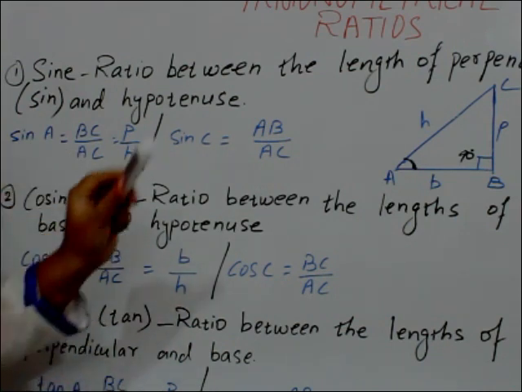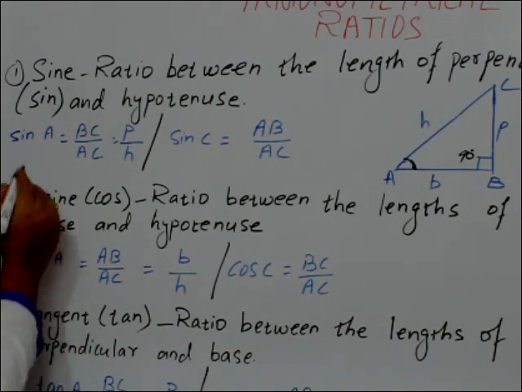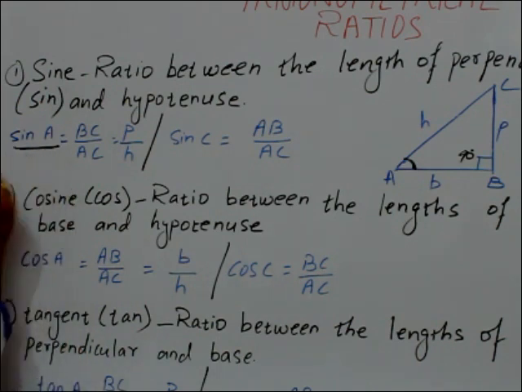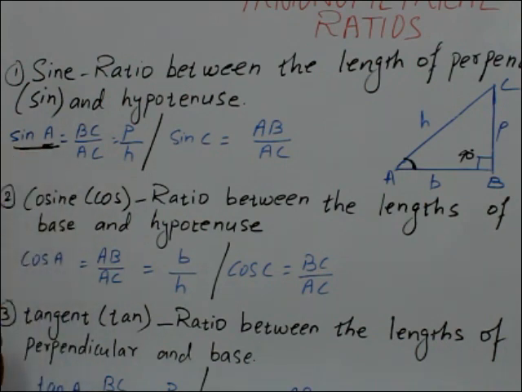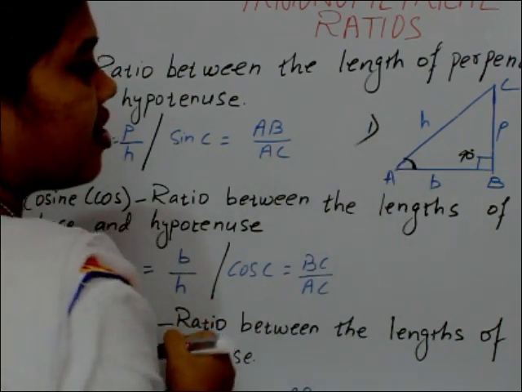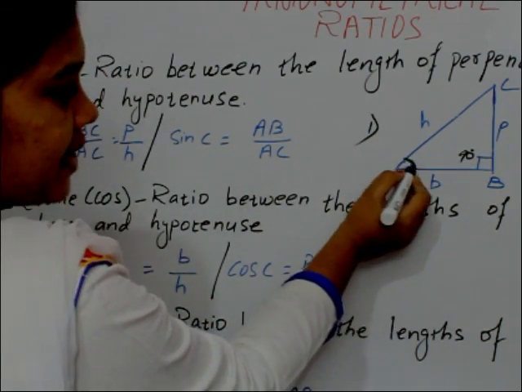Now you see the triangle. Here sine A. What is this? Sine A means the angle of reference is angle A. So in the first one, angle A is the angle of reference.